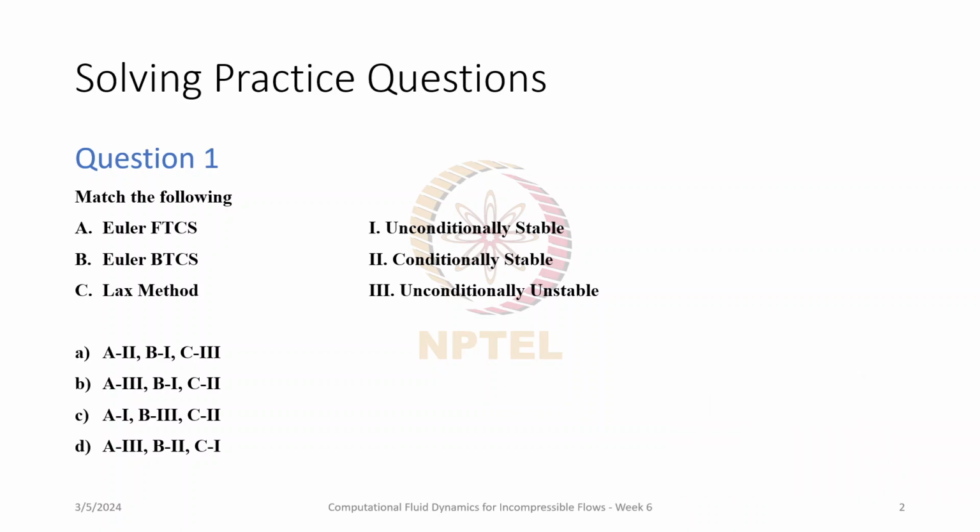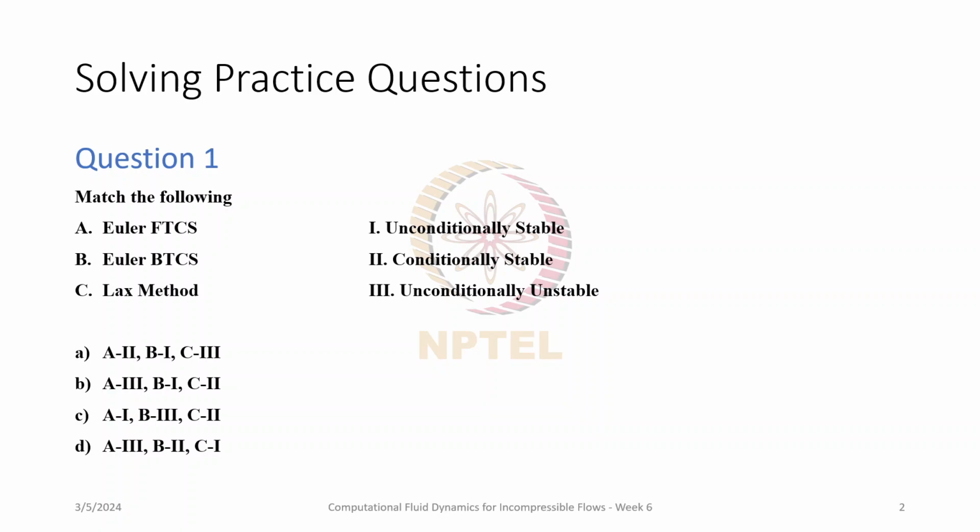So, this week has been all about finding out solutions numerically for hyperbolic equations. So in regards to that, you have to match the following. The left column has three methods for solving hyperbolic equations. That is Euler FTCS, Euler BTCS, and Lax method. Now FTCS and BTCS, as you know, are abbreviations for forward in time and central in space, and BTCS stands for backward in time and central in space.